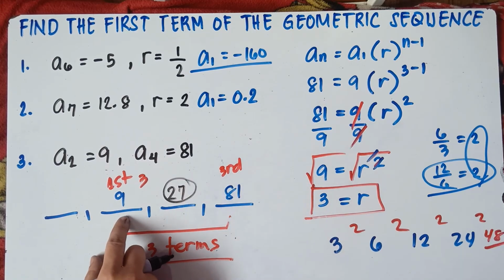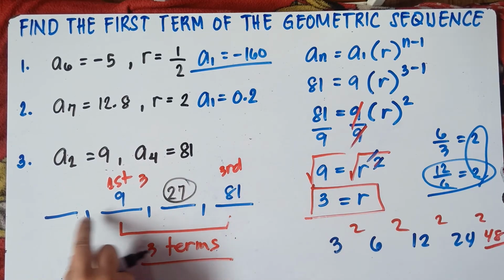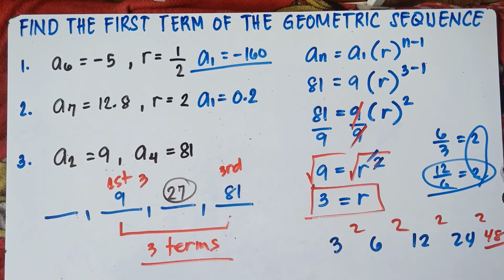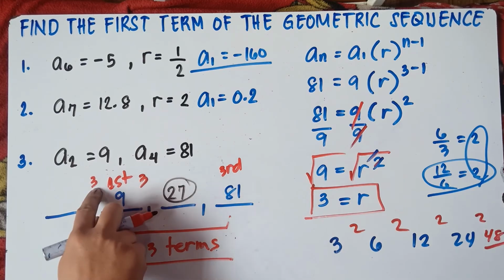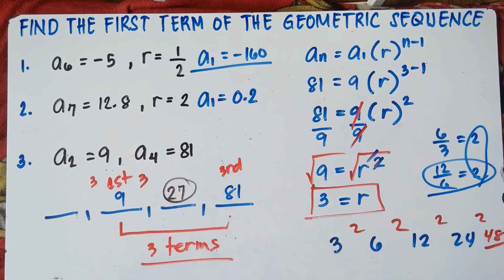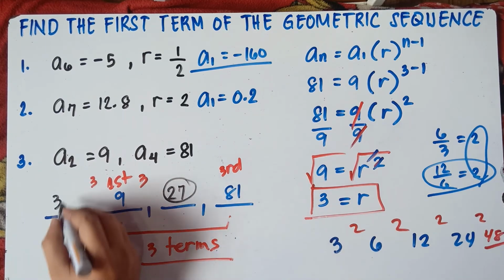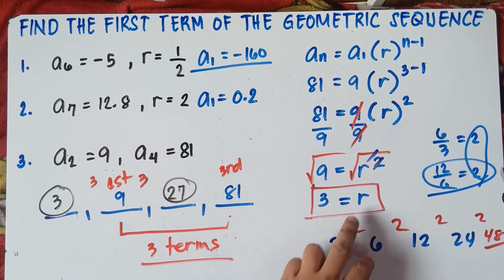And to get the number before 9, we can just simply divide it by 3. Okay, 9 divided by 3, because the common ratio is 3. 9 divided by 3, that would be 3. Therefore, the first term is 3, class. Because we get the common ratio, which is 3.